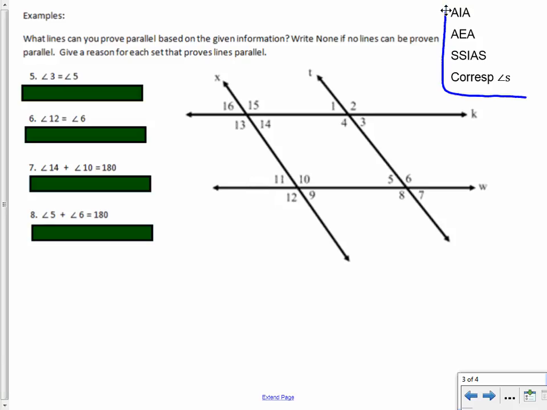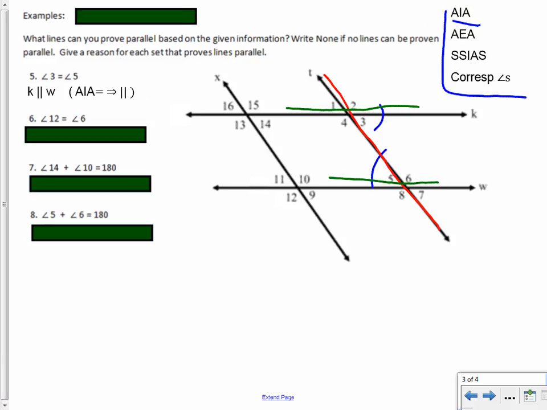So number 5, if angle 3 is equal to angle 5, does that give us any of our angle relationships? Angle 3 and angle 5 are alternate interior angles, and we know that they are equal. So in this case, the transversal is going to be T. That's the one that cuts the other two. Our lines are going to be K and W. So we know that K is parallel to W because our alternate interior angles are equal. So that implies the lines are parallel.